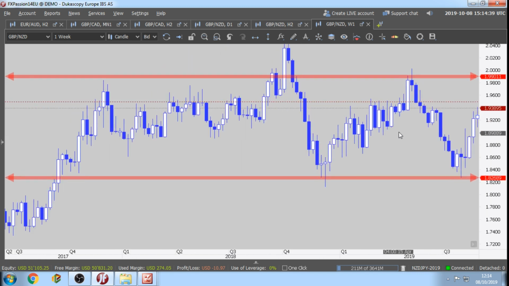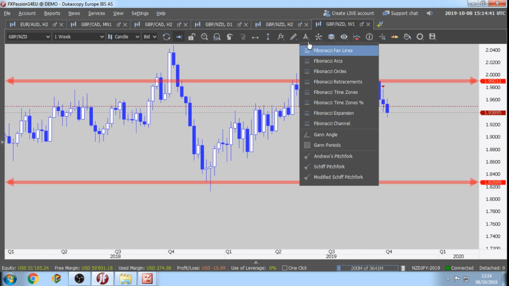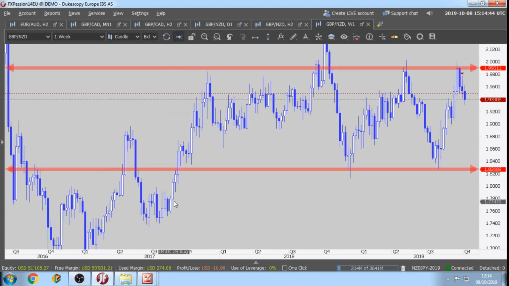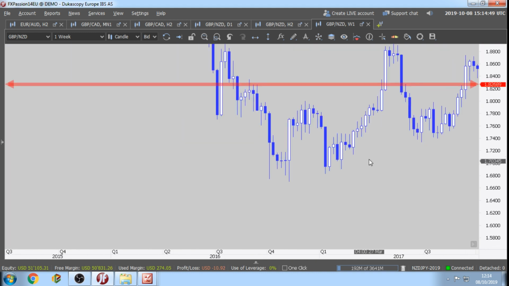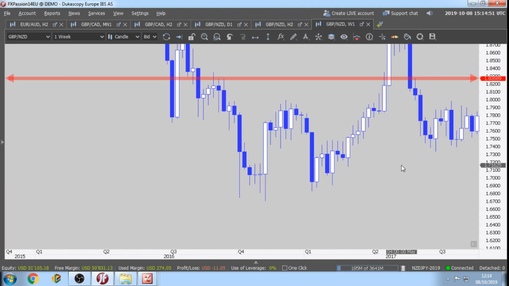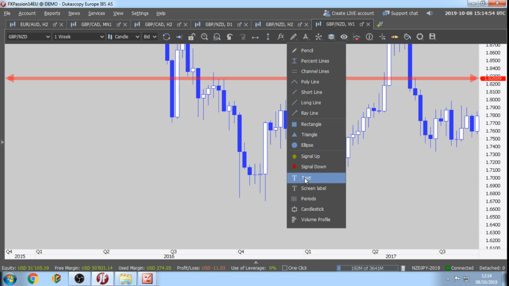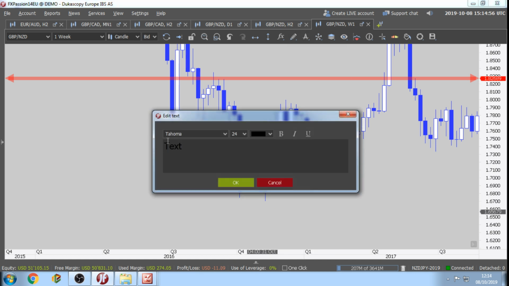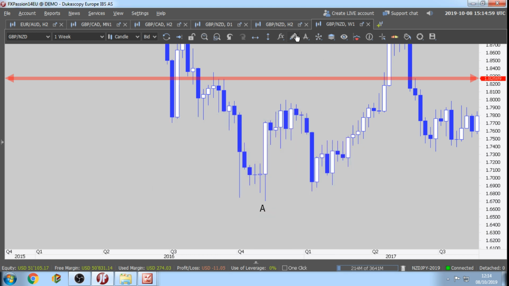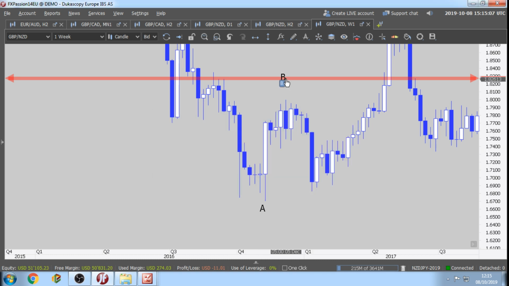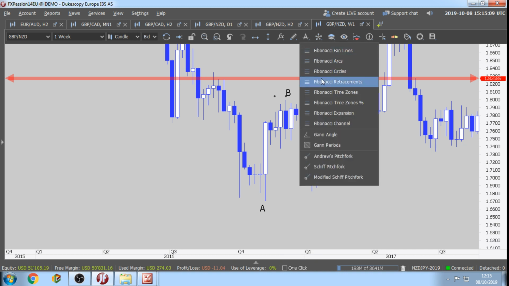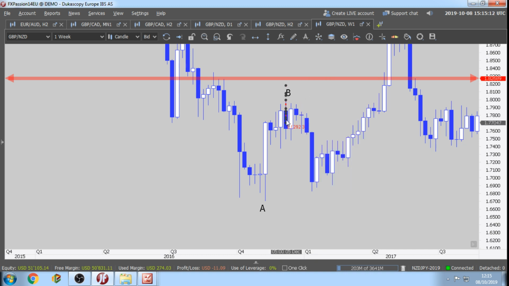So inside the sideways channel, there you go, this is the weekly chart, right? Now where is the first A? The A point is the first low. In this example it is going to be the lowest low, here. What is the B? The B is the first high as soon as possible after the A, which is up in here. Fibonacci retracement tool. We're going to connect B to A, right?